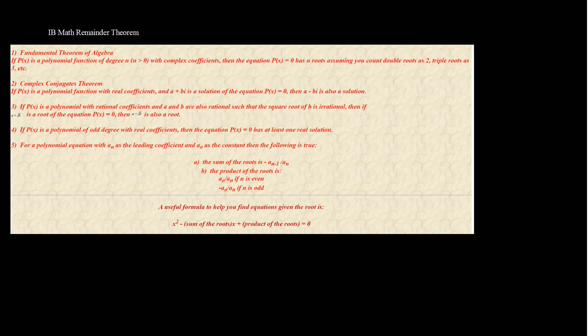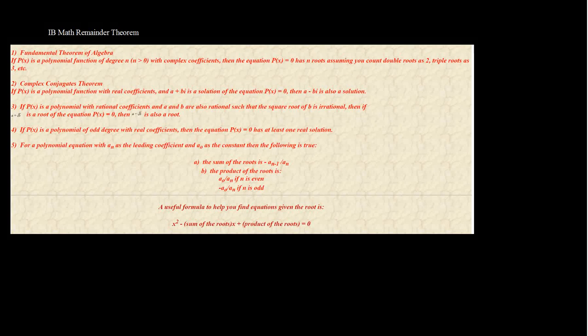Okay, let's have some review in IB Math Remainder Theorem. First is the fundamental theorem of algebra. If p of x is a polynomial of degree n, then it has n roots, and remember you have to count all those double roots. For example, if x minus 1 is a double root, that means x minus 1 times x minus 1, that is x minus 1 whole quantity squared. You count that one as two roots, don't count just one.